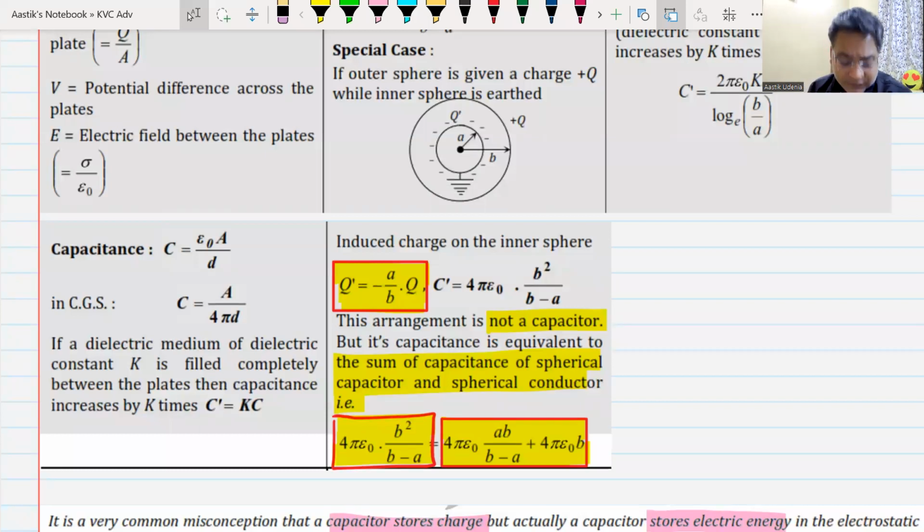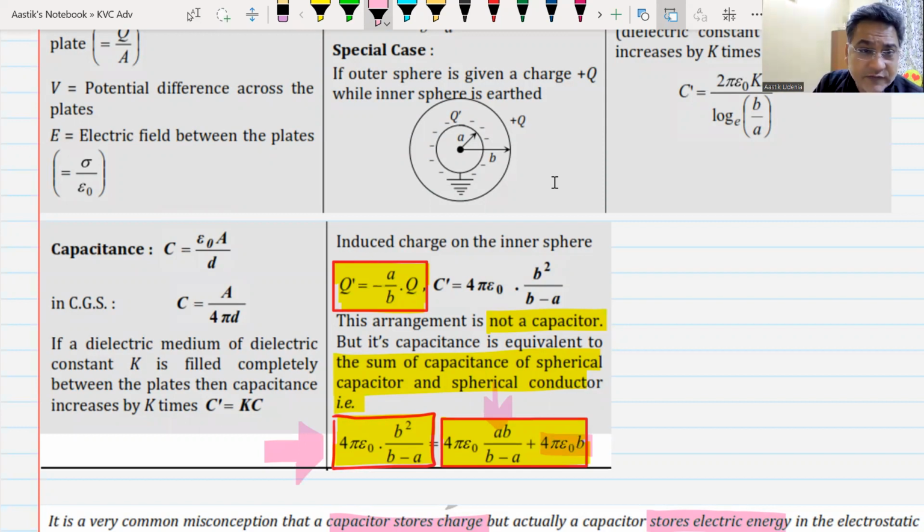Just to remind you of what we had already written, and you have obviously forgotten it. It's today's class only. This is the capacitance when the inner sphere is earthed. This is the capacitance when the outer sphere is earthed. Inner sphere earthed will be outer sphere earthed plus 4 pi epsilon naught b. So that is the answer, my dear friends. The difference between the two will be 4 pi epsilon naught b.